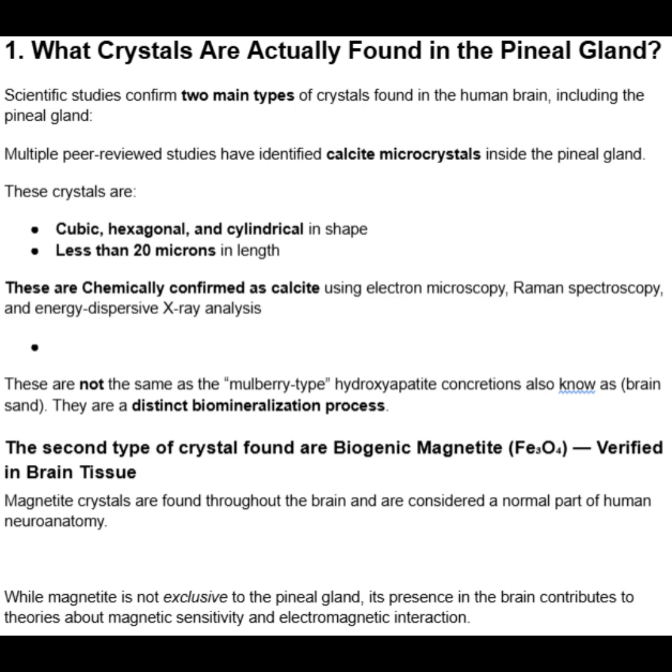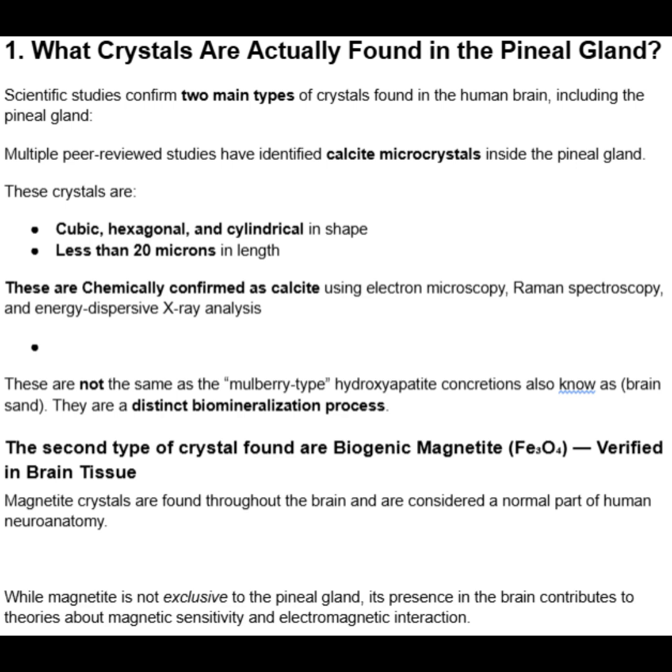Multiple peer-reviewed studies have identified calcite microcrystals inside the pineal gland. These crystals are cubic, hexagonal, and cylindrical in shape, less than 20 microns in length. These are chemically confirmed as calcite using electron microscopy, Raman spectroscopy, and energy dispersive X-ray analysis.